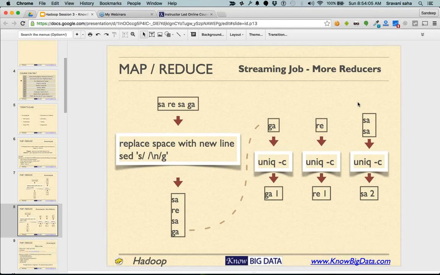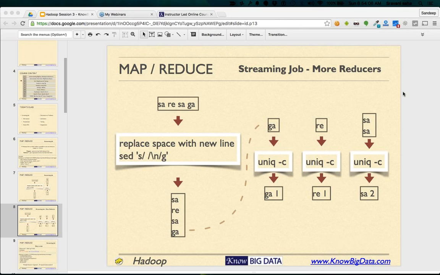All right. Similarly, if there are multiple reducers, this is what is going to happen. Each line is going to be converted into one word per line, and then parts of these keys will be sent to different reducers.